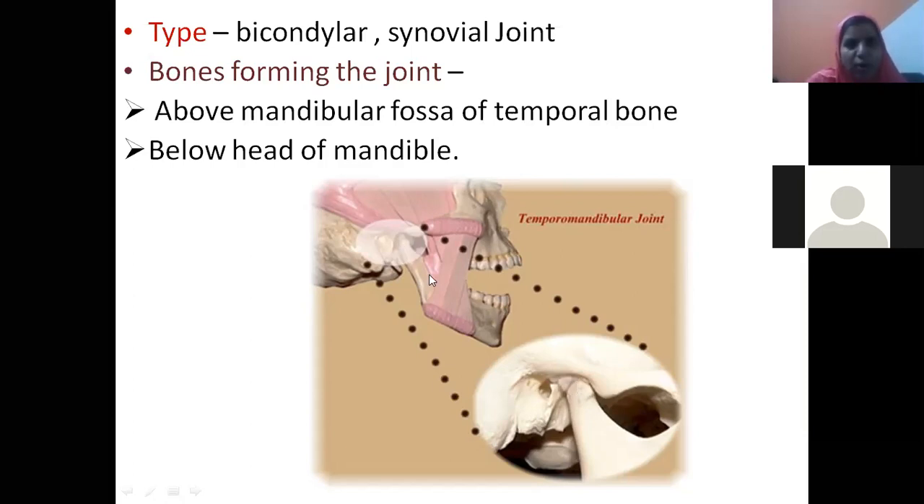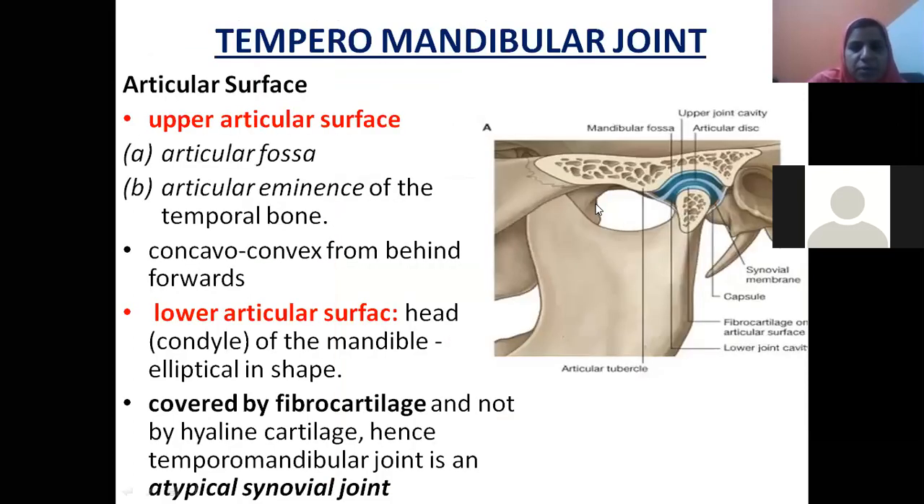Okay, it is a bicondylar synovial joint. Above you will see the mandibular fossa of the temporal bone. Below you see the head of the mandible. Now see here. It's also an essay question, and very, very important. Please pay attention. This one is the upper one. The upper articular surface is the articular fossa. And there is a projection here, which is called the articular eminence.